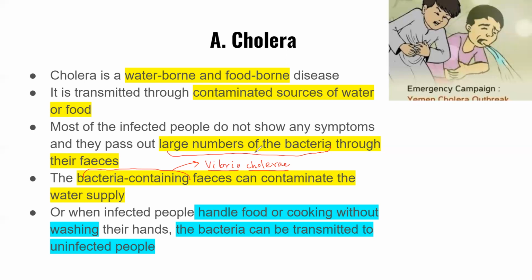This is how Vibrio cholerae passes from one person to another through their feces. They contaminate the water, and if a healthy person consumes that contaminated water, they also get Vibrio cholerae inside their body, and they start showing cholera symptoms.